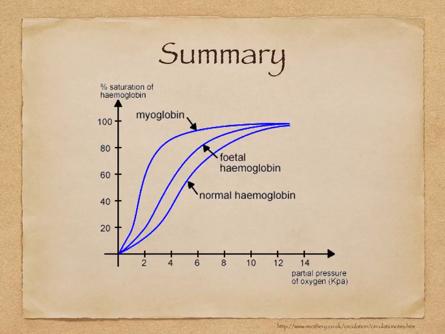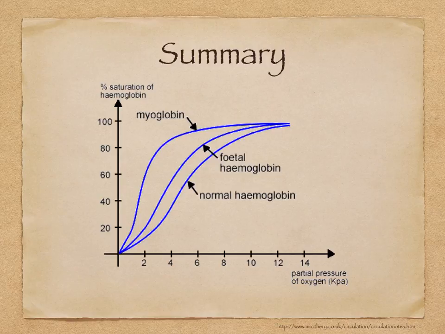Right, in summary, if you were to draw the oxygen dissociation curves for myoglobin, fetal hemoglobin, and normal hemoglobin, the myoglobin would be furthest to the left, the fetal hemoglobin would be in the middle, and the normal hemoglobin would be on the right of both of these. This means that myoglobin has the highest affinity for oxygen and only dissociates from the oxygen at very low partial pressures. It also associates with oxygen at lower partial pressures compared to the fetal and normal hemoglobin.